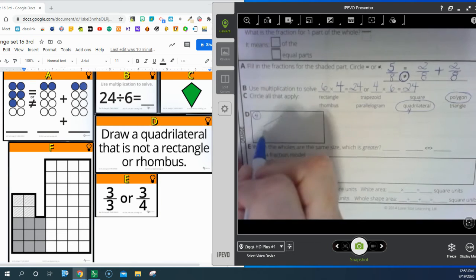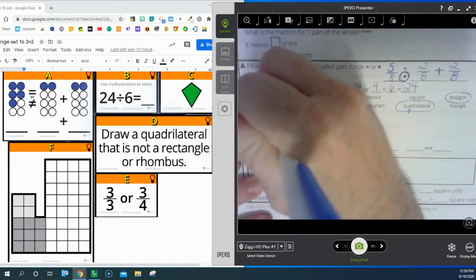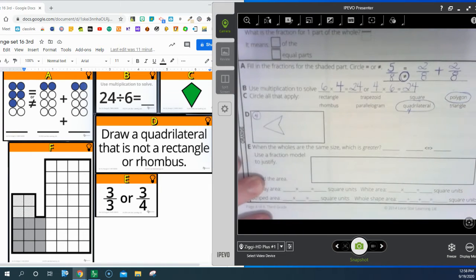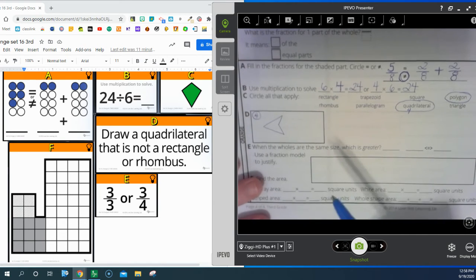So I'm going to draw 4 lines that close. That is a quadrilateral. It's not a rectangle, and it's not a rhombus. You may have drawn one that's a little different. As long as it's not one that has 4 equal sides or 4 right angles, it will be correct.